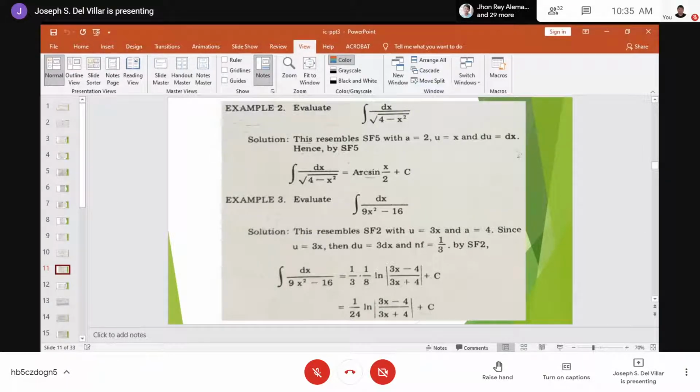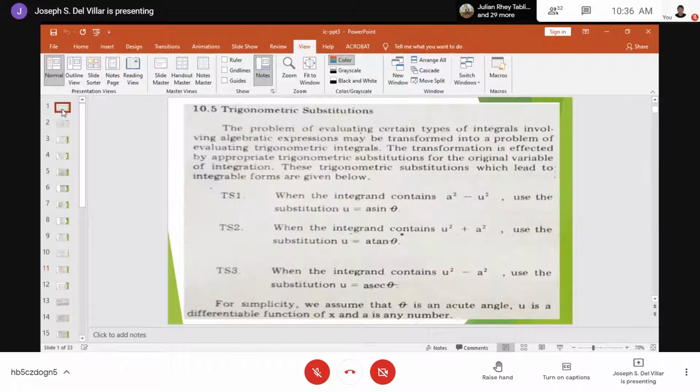Any questions? Okay, so the next example is dx all over the square root of 4 minus x squared. This time, the constant comes first. So what case is that? When the constant comes first, we have a squared minus u squared, case number 1. So the substitution is let the variable be equal to a sine theta.